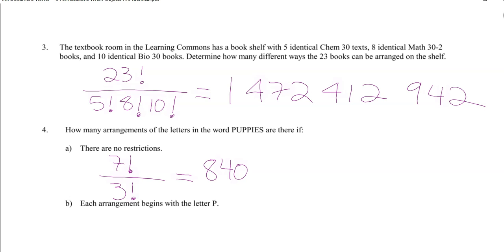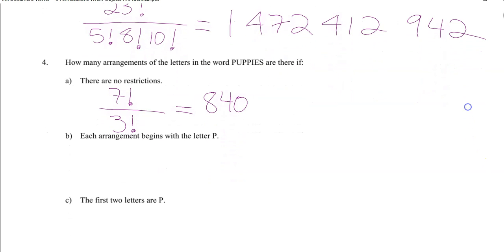Each arrangement begins with the letter P. So every time I do one of these, I throw the letters down there, right? So, okay, if it begins with a P, get rid of that. It's gone. What's left? How many letters are left? 6. It can be arranged 6 factorial ways. How many of those 6 letters are the same? 2, right? We have 2 P's. All right, I know this one. It's 360, right?